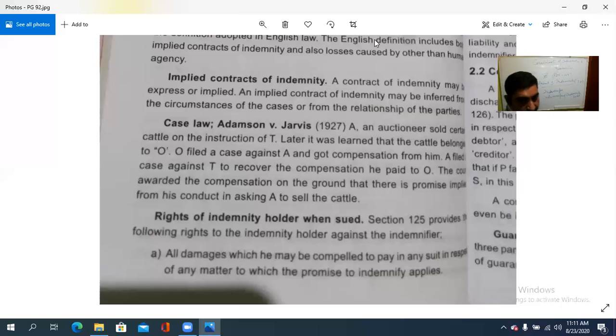One is all damages which he may be compelled to pay in any suit in respect of any matter to which the promise to indemnify applies. As long as there is indemnification, whatever damages come, the aim is to make good the loss. To whom? The indemnity holder. So all the damages which he may be compelled to pay in any suit in respect of any matter to which the promise to indemnify applies.